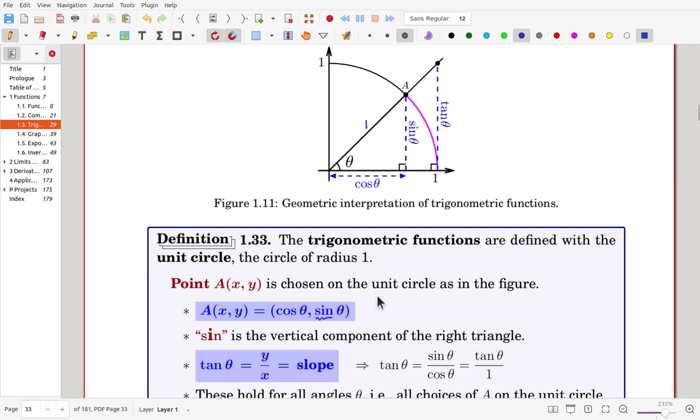For tangent, defined as y over x, if you consider this picture, y changes by this amount while x changes by 1, so you may say that is tangent theta over 1. And y over x can be gotten immediately from sine theta over cosine theta. So in the picture, tangent theta means that length. That is the geometric interpretation.